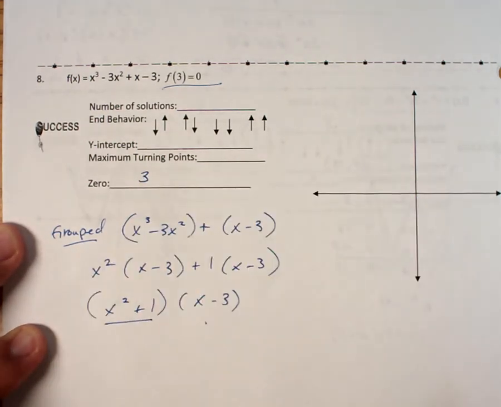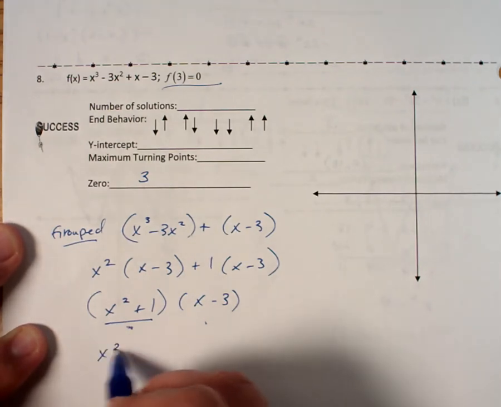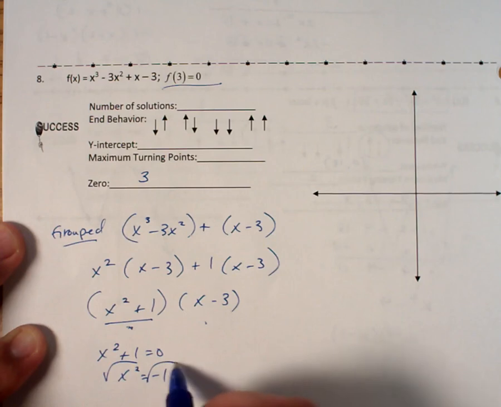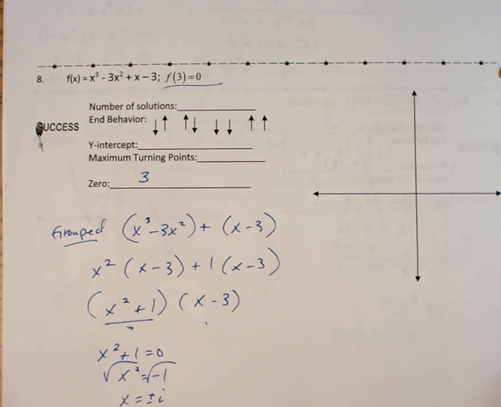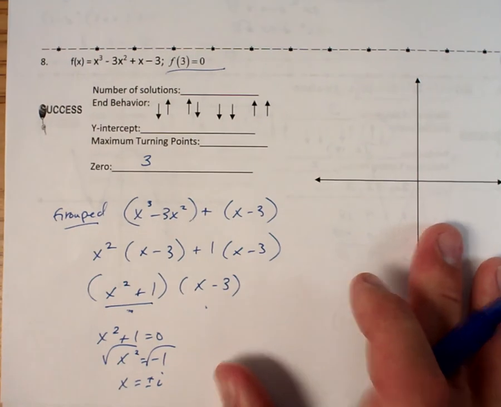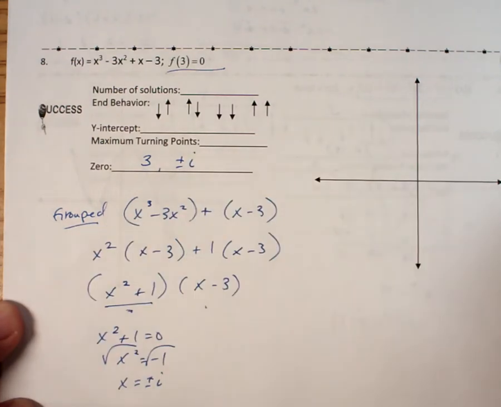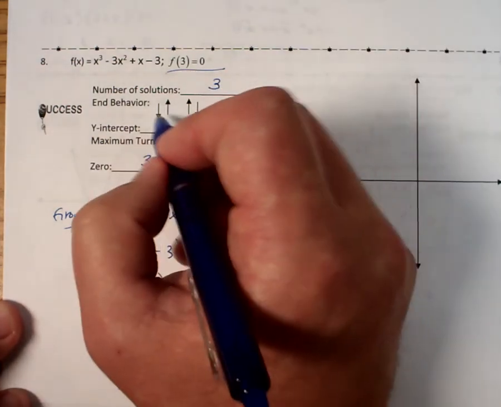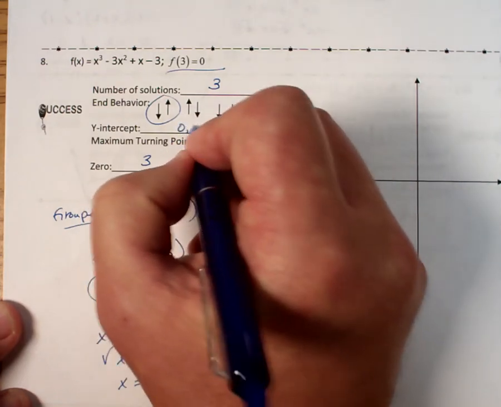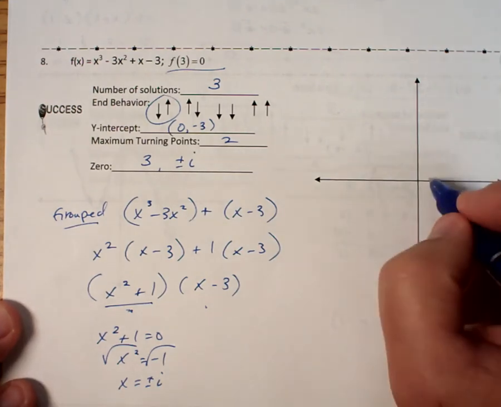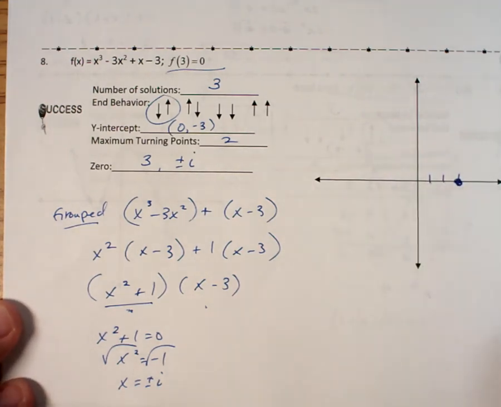So you knew that 3 was a 0. That was given. So what are the other two zeros associated with x squared plus 1? Well, set that equal to 0. Subtract 1 from both sides. And you get plus and minus i. Again, you can see here that imaginary numbers always come in pairs. 3 zeros, down and up end behavior. The y-intercept is at 0, -3 with 2 turning points. So 1, 2, 3, the only real 0 I have is right there at 3.